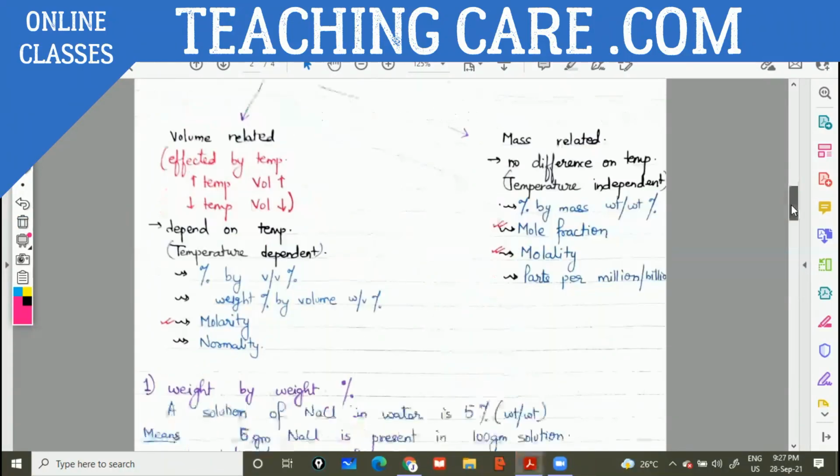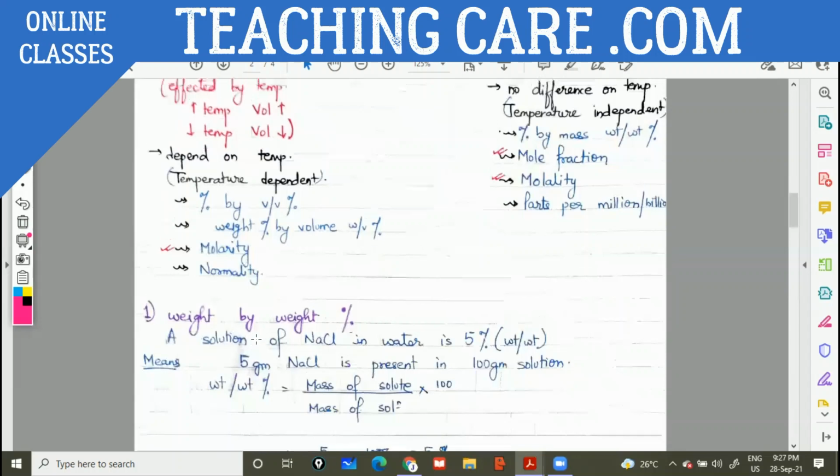The first one is, say I have a salt solution of 5% in water. What does my statement say? Weight by weight, weight upon weight percent. Percent is always 100. Yes.